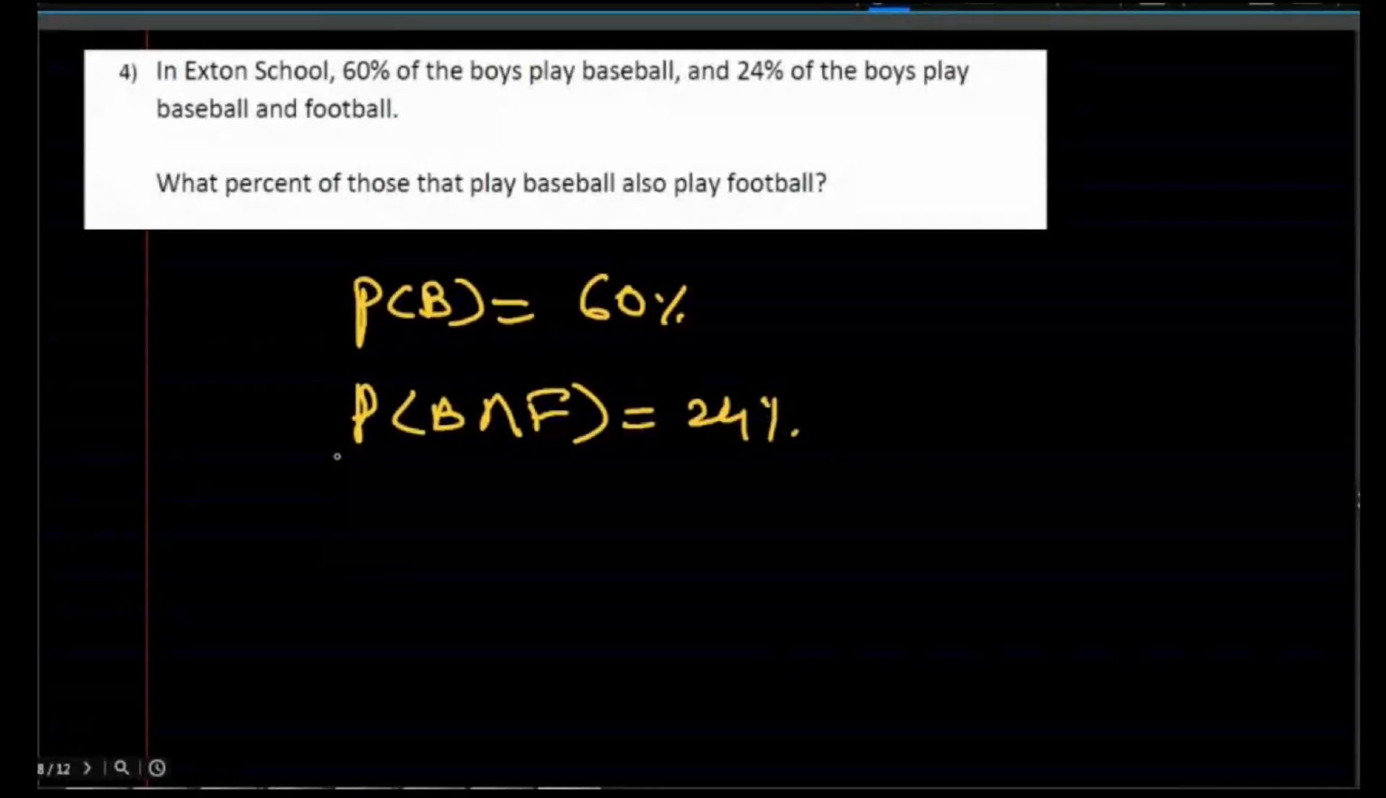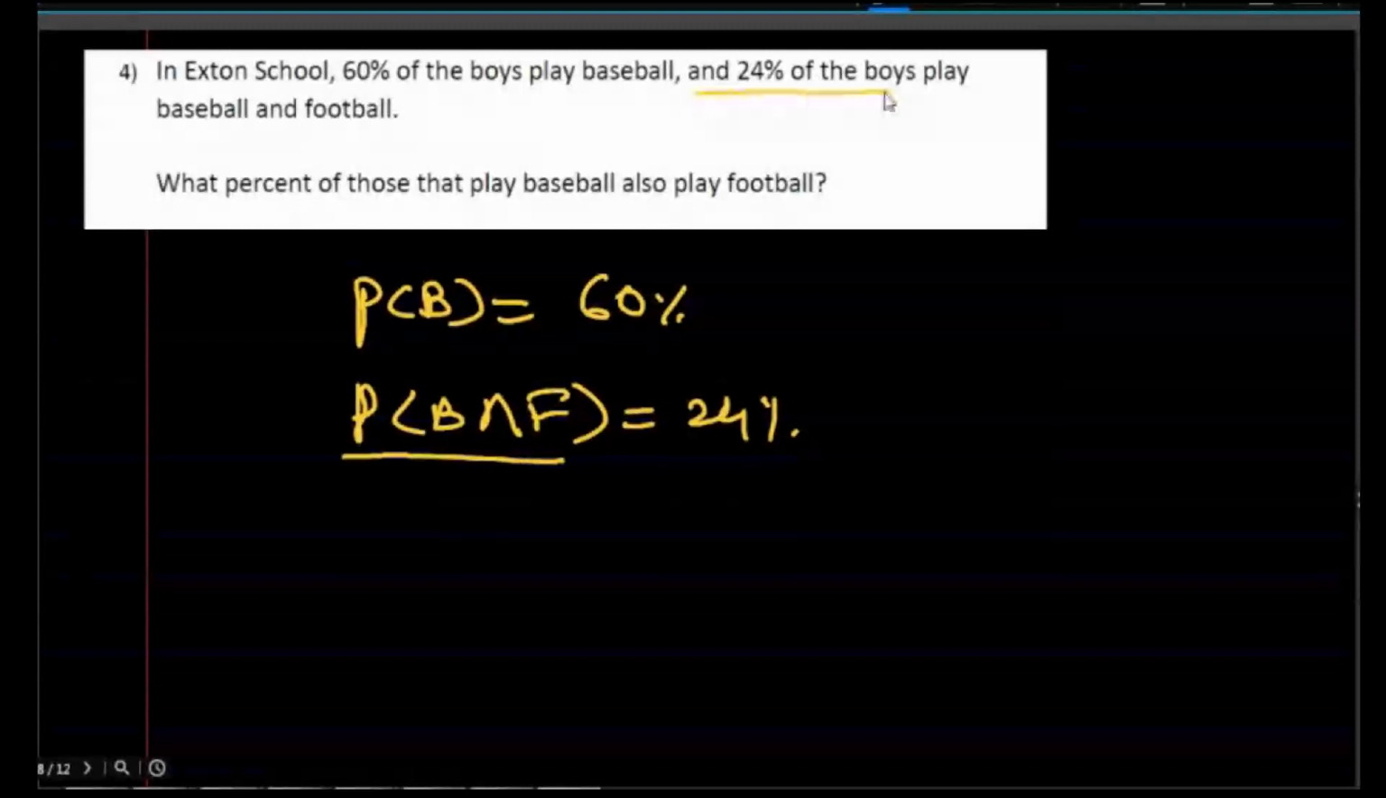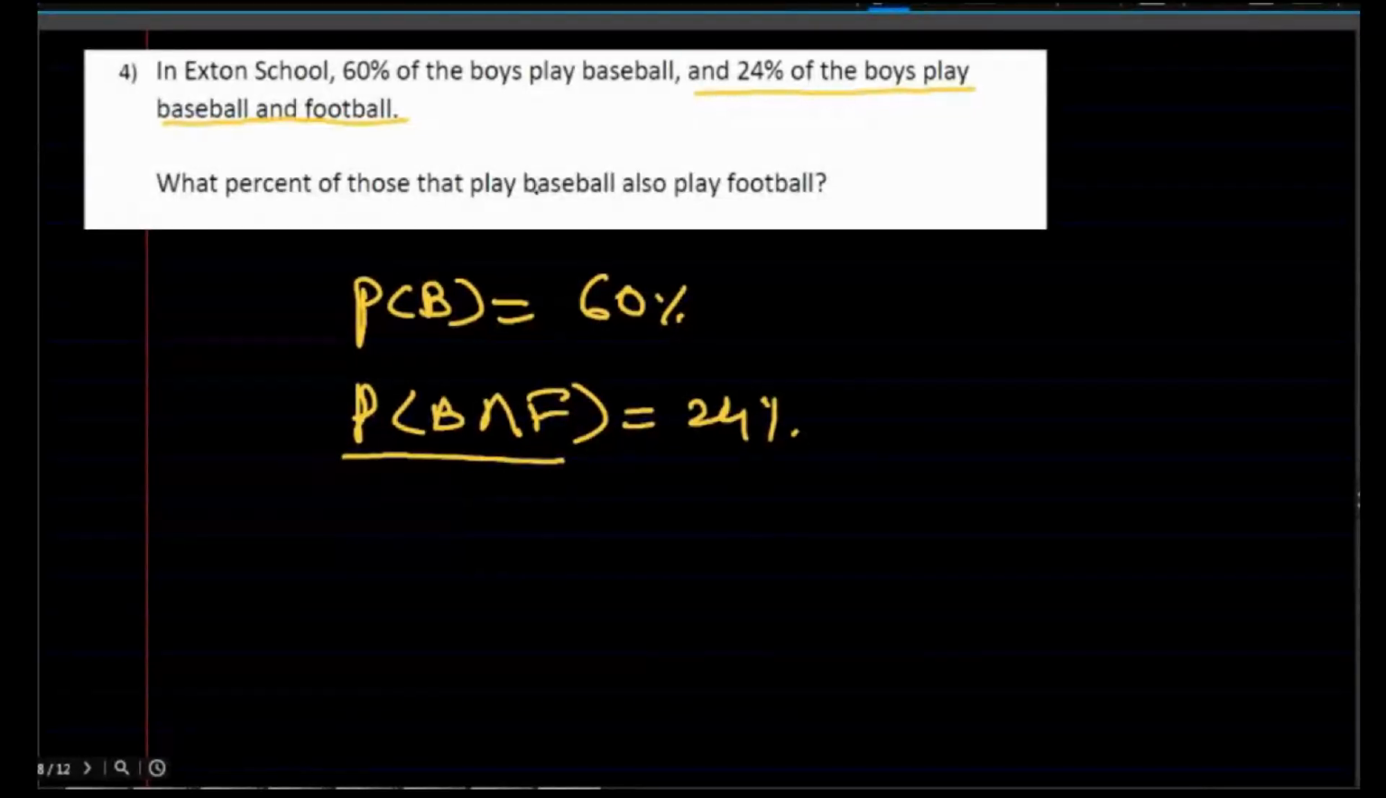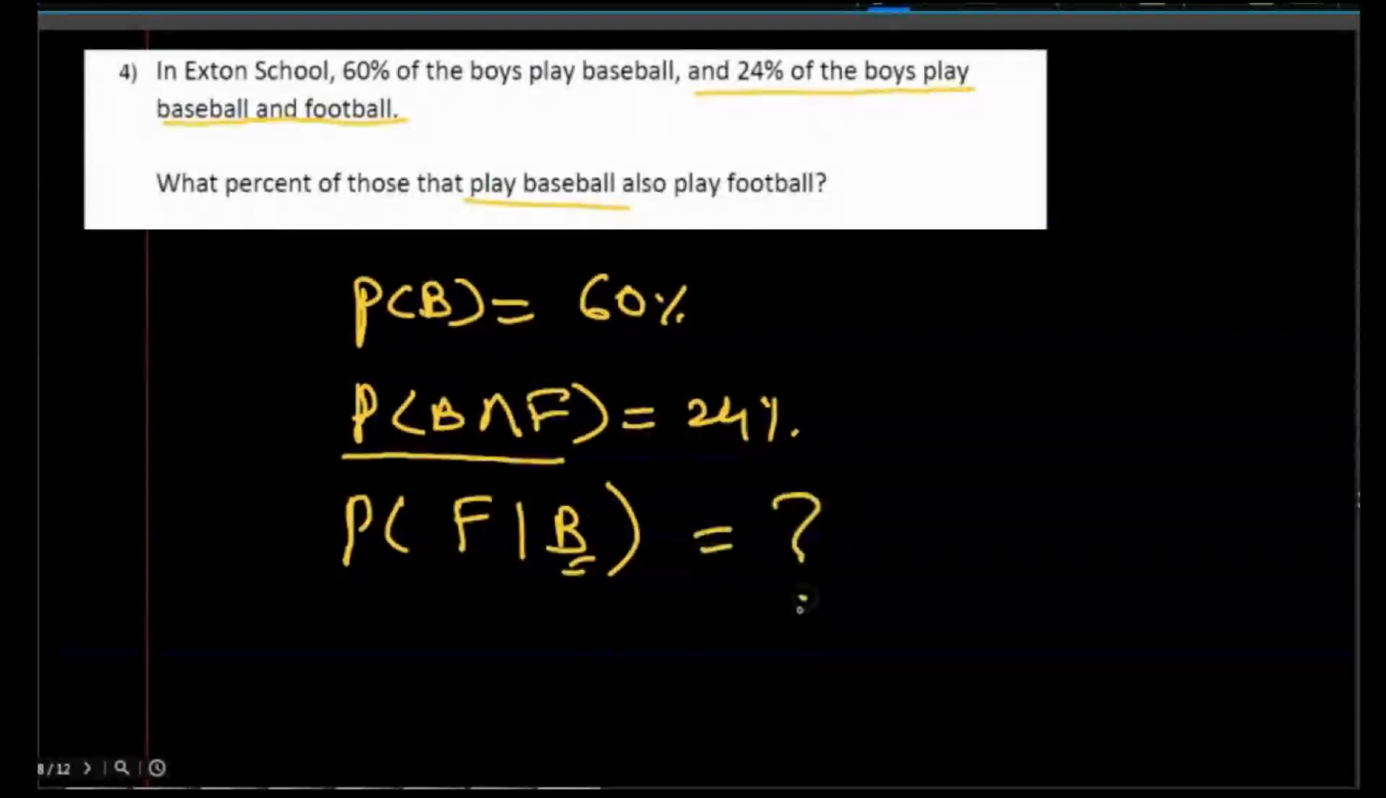Is this correct? What is written here? 24% of the boys play baseball and football, that is, probability of baseball and football is equal to 24%. What percent of those that play baseball also play football? Now, can you tell me how this can be written? Probability of what are they asking? Of those that play baseball, that means we know that this event has occurred, and we have been asked to find the probability of football, which is equal to question mark.